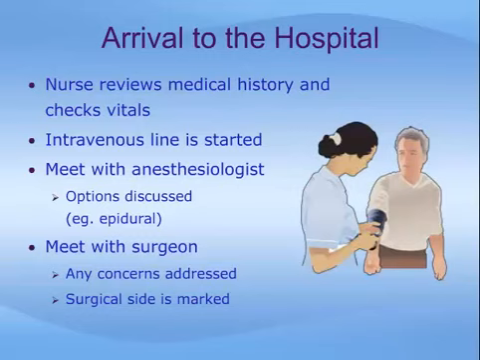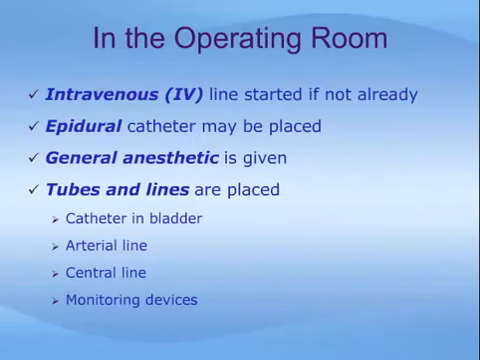Finally, prior to surgery, you will meet once more with your surgeon, and any final concerns can be addressed. If not done already, the site of surgery may be marked as a safety precaution to ensure that the correct kidney will be operated on. Once in the operating room, an intravenous or IV line will be started if not done already. As mentioned, an epidural catheter may also be inserted.